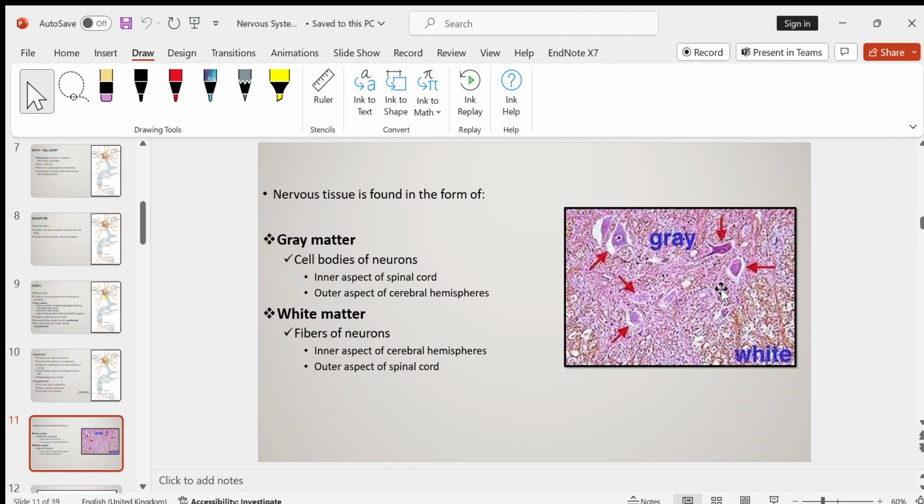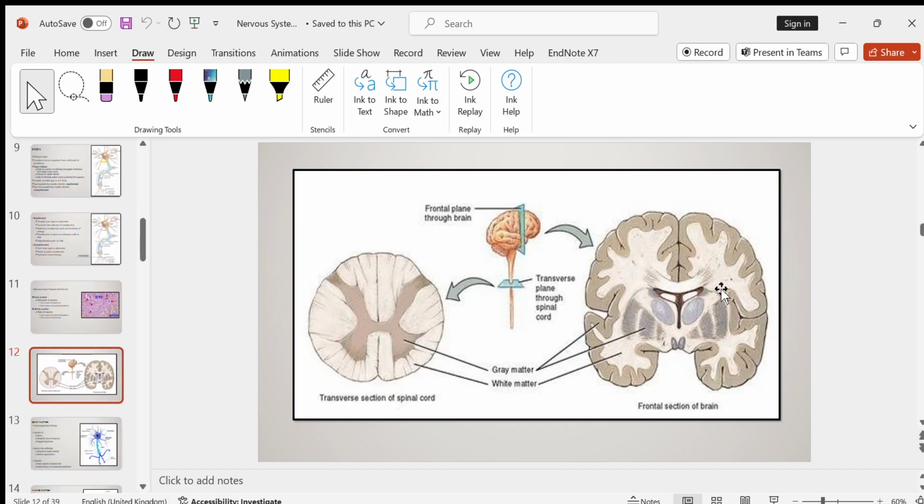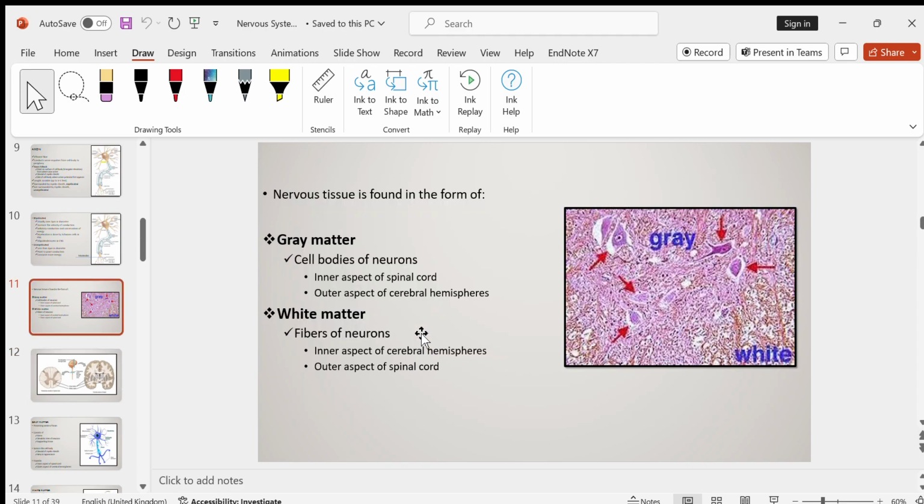Nervous tissue is in two forms. It can be gray matter or it can be white matter. In this picture, we can see this H-shaped structure is the gray matter, and this surrounding white structure is the white matter. So the gray matter has the cell bodies of the neurons, and the white matter has the fibers, the axons, and maybe the dendrites. So what is the major difference between the gray matter and the white matter? That the gray matter has the cell body of a neuron, and the white matter has fibers of the neurons.